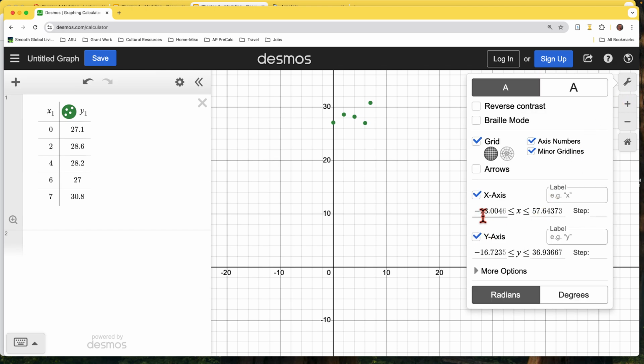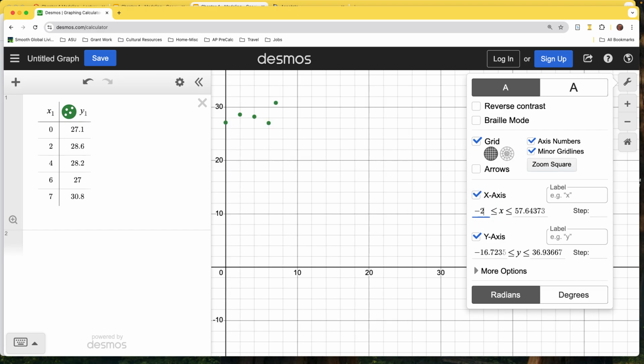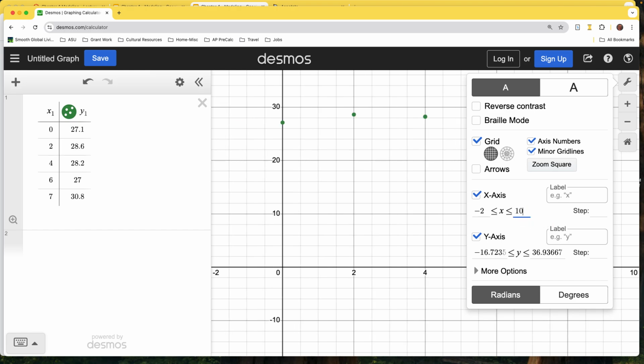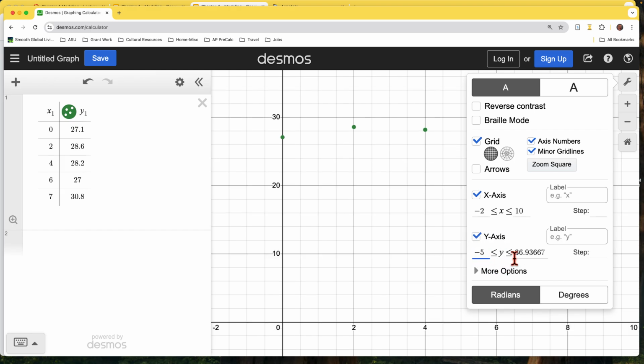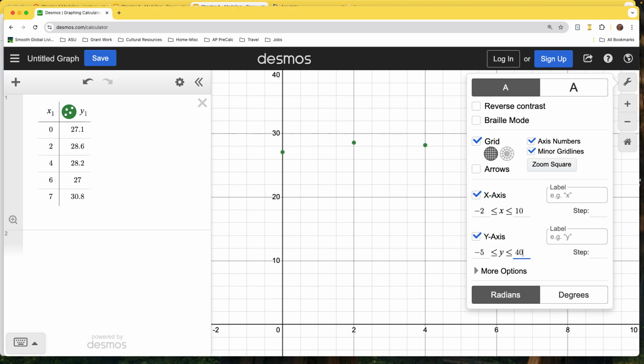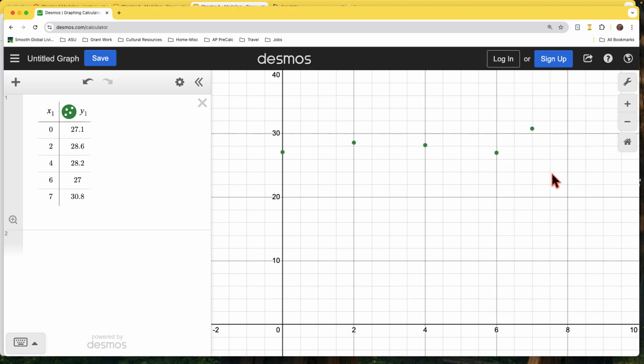So we can make our x's, maybe I want to zoom in a little bit on this. I like to see my y-axis, so maybe I go from -2 to 10. So that's out to 10 years, kind of zooming in a little bit. And then I go with my y's, let's go from, I don't know, -5 to 30, 40. I'll go to 40. Okay. So we can see all the data.